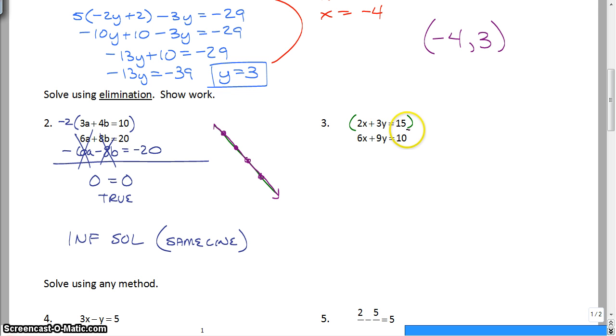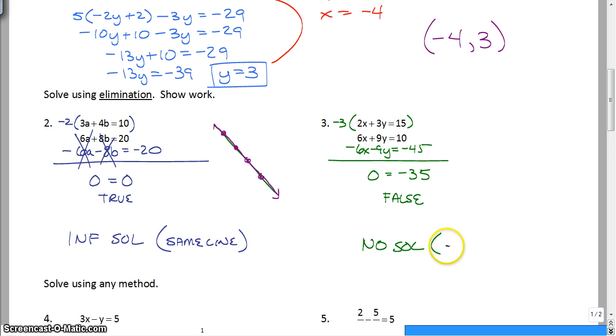So it looks like we should be multiplying this top one by a negative 3. That gives us negative 6x minus 9y is equal to a negative 45. And then we're going to have nothing on the left and a negative 35 on the right. And again, our variables disappeared, so this is false. That's going to be no solution this time, because these are parallel lines.